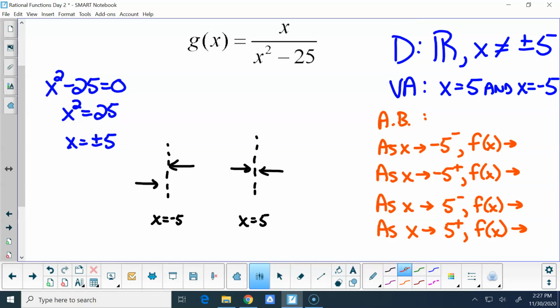So over here, this would be like negative 5.01. So when I square that, it's going to be something a little bit bigger than 25. So it's going to have a negative number on top. So it's going to be negative 5.01 divided by a smaller number, because as I get closer and closer to 25, it's going to be a positive small number. Negative divided by a positive means on this side, it's going down to negative infinity.